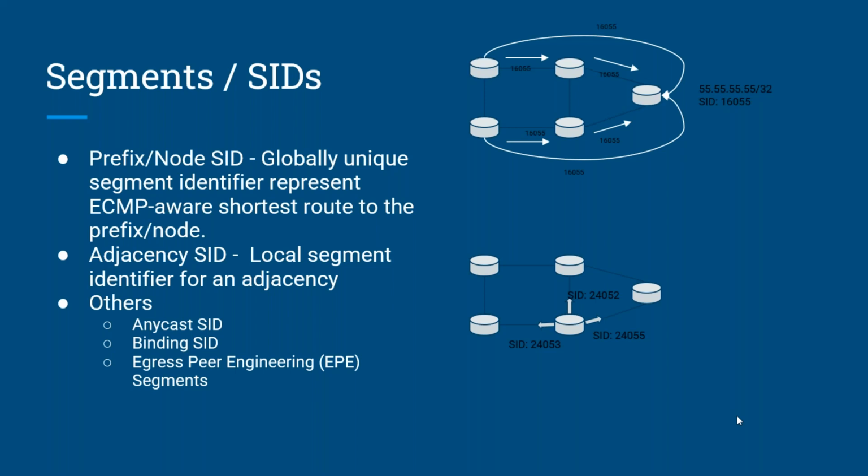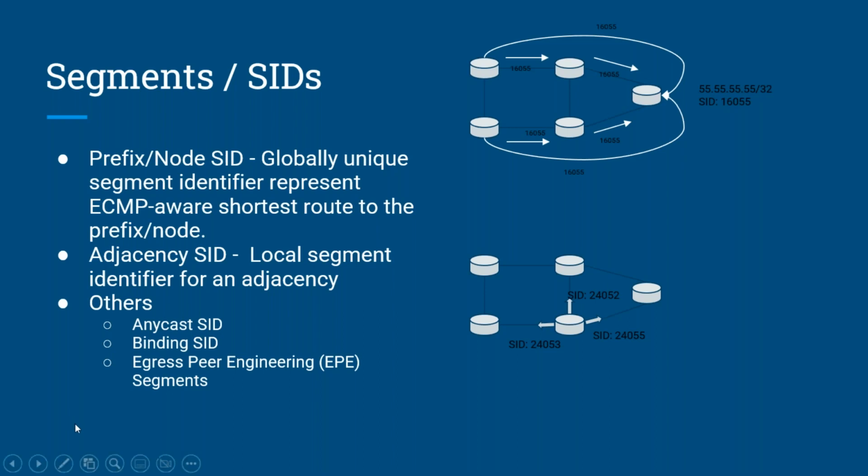And in case of an adjacency SID, you are identifying a local segment of a particular adjacency. And this identifies that, not just the shortest path, I would like you to send this packet on a particular adjacency that I'm identifying myself. That is a particular interface on which I want you to send this packet out. So I will cover a few examples in the next slide, which should clear this up quite well.